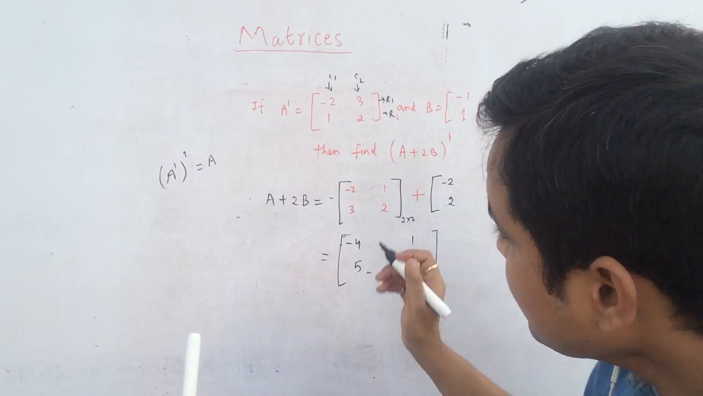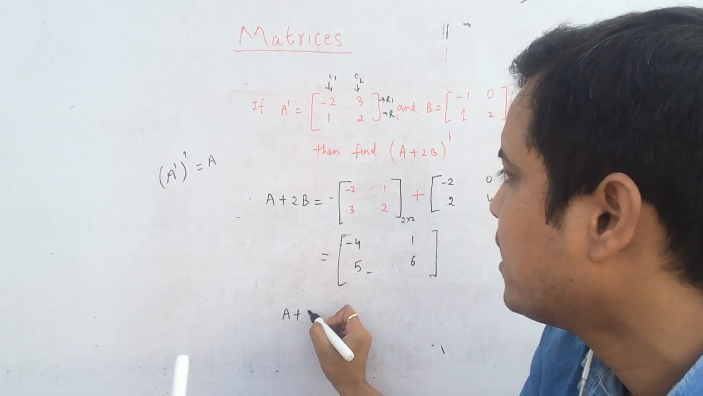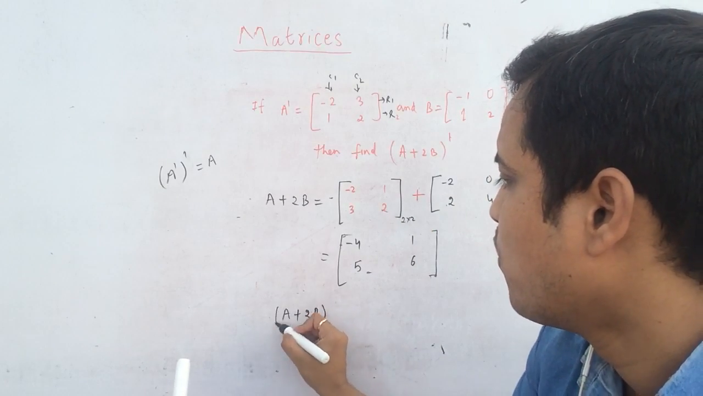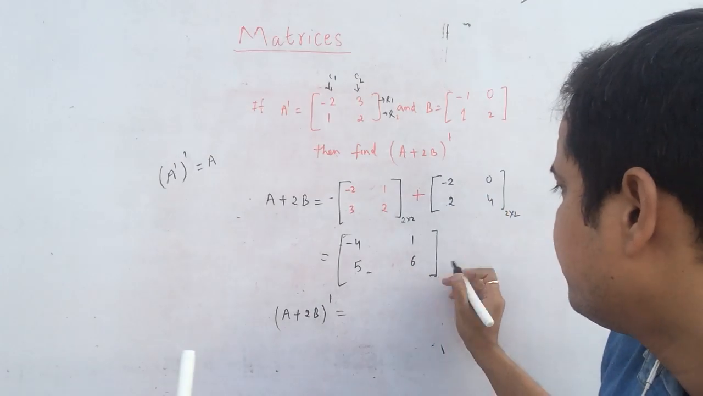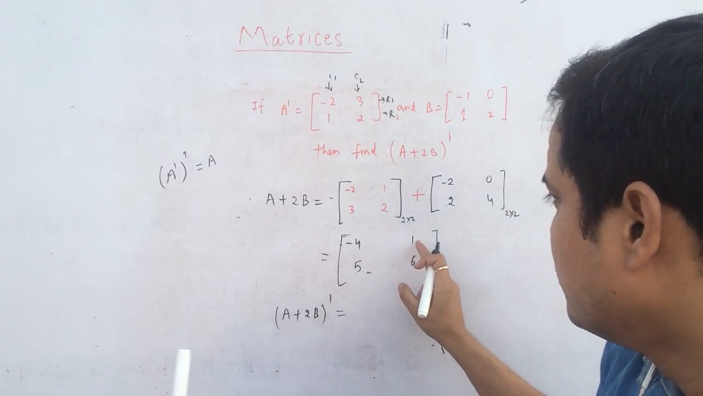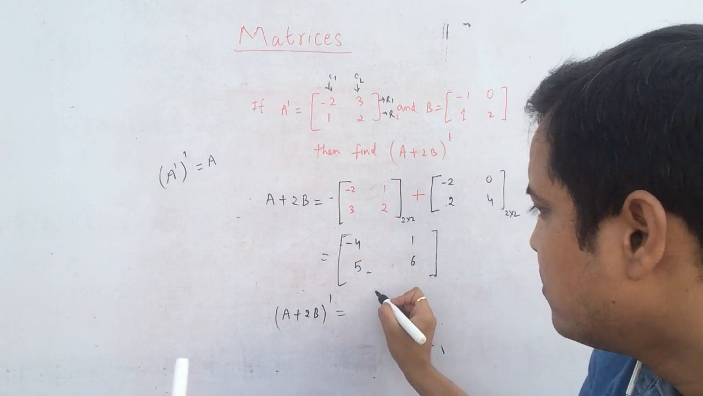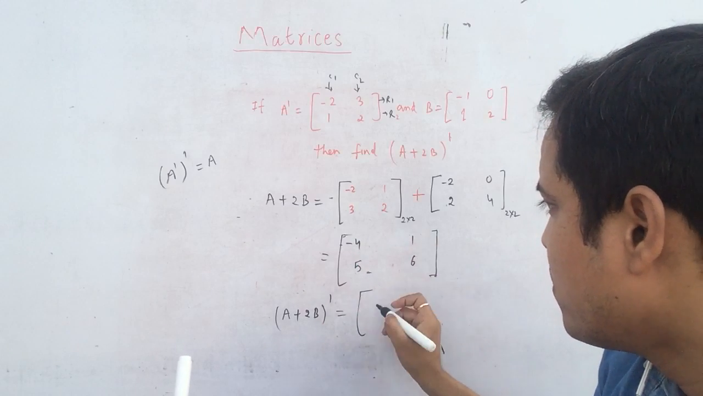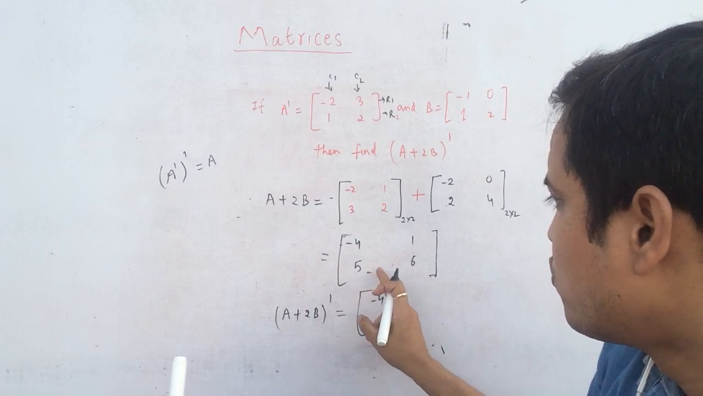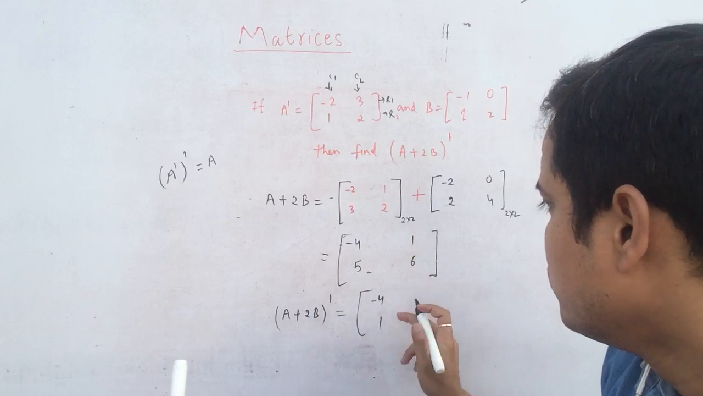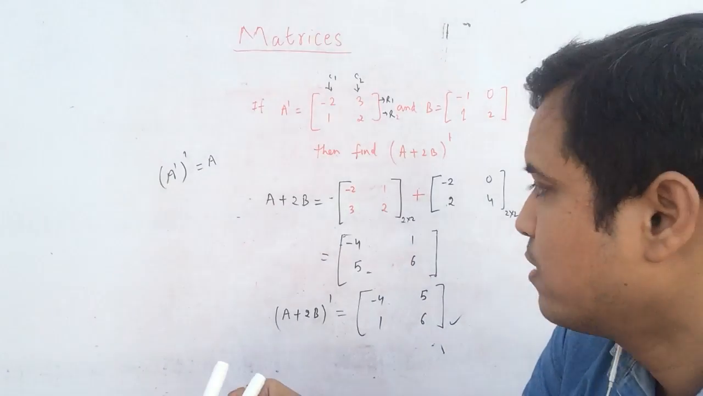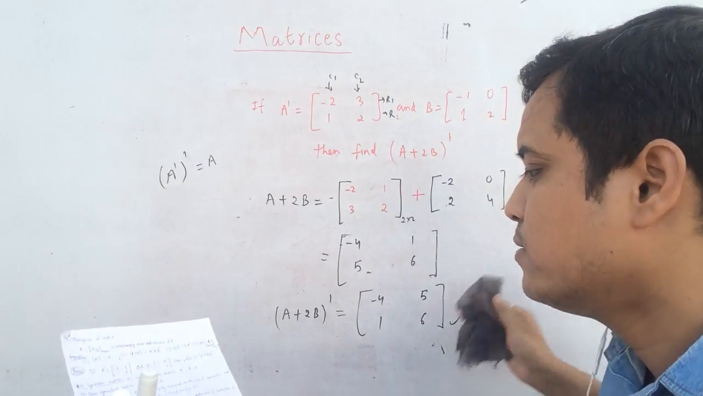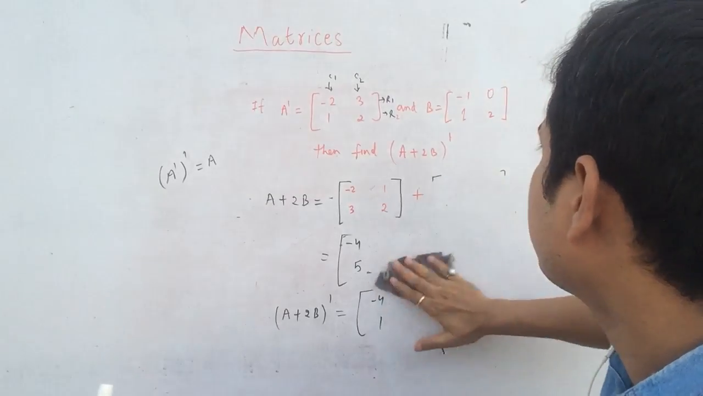Okay. Now you need to get what? A plus 2B whole transpose. And what would you do? Again, same: row 1 will become column 1, means row 1 -4, 1 will become column 1, row 2 will become column 2, means 5 and 6. All right. Very good. Let's move to the next question.